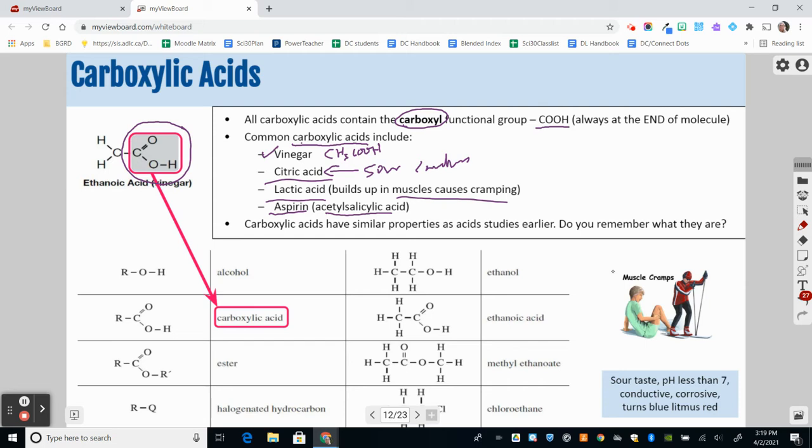They have very similar properties to what we looked at before because they're all acids. So remember these acid properties apply to carboxylic acids. They taste sour, they have a low pH, below 7, they can conduct electricity, they're corrosive, and they turn blue litmus red. Because a carboxylic acid is just another type of acid, they all apply.